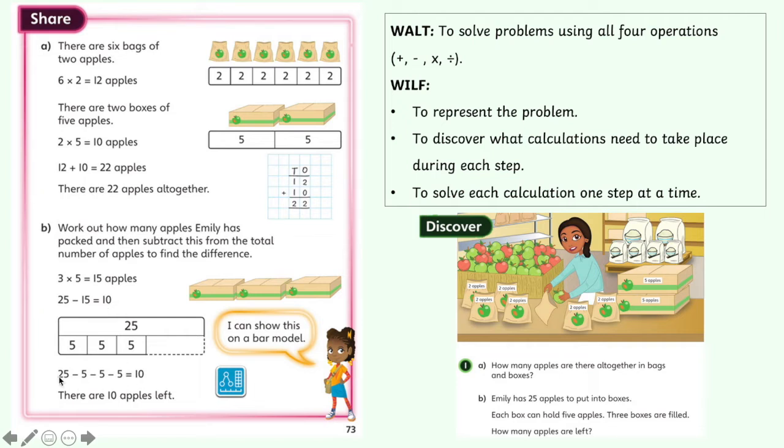The other way you could show that is 25, take away 5, another 5, take away another 5, and that will give you 10. So there are 10 apples left for her to pack.